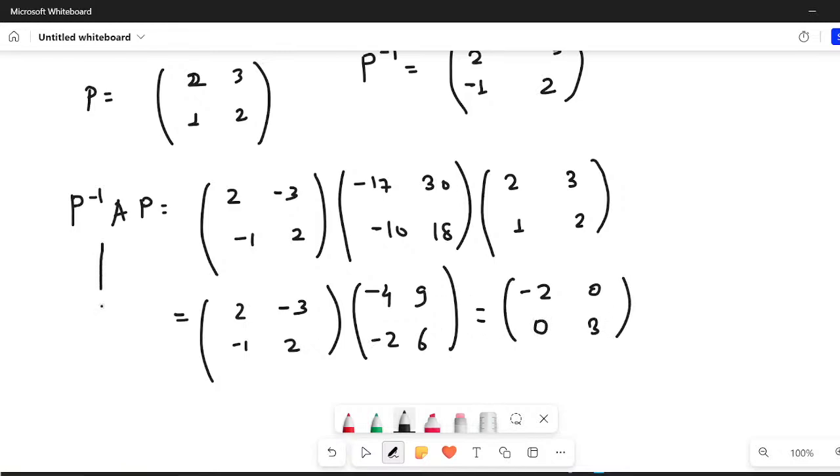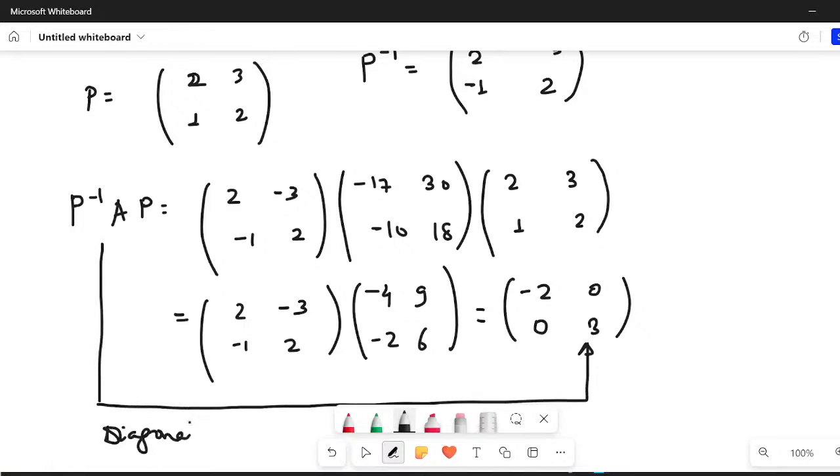So clearly this reduces to a diagonal matrix. In a diagonal matrix, what happens? The eigenvalues lie on the diagonal. So if the eigenvalues are lying on the diagonal, you can see this P inverse AP is nothing but minus 2, 0, 0 and 3. Is that clear? I hope it is clear. Please let me know if there is an error or issue that you're not getting. Okay, so this is how you diagonalize a matrix.